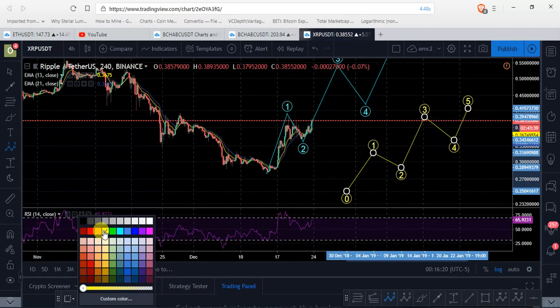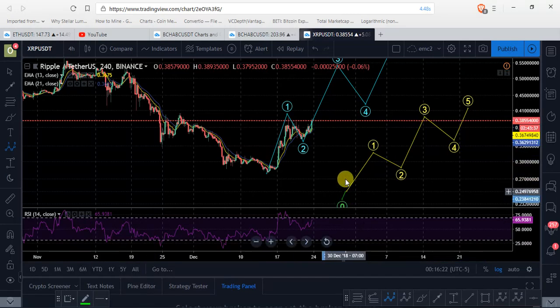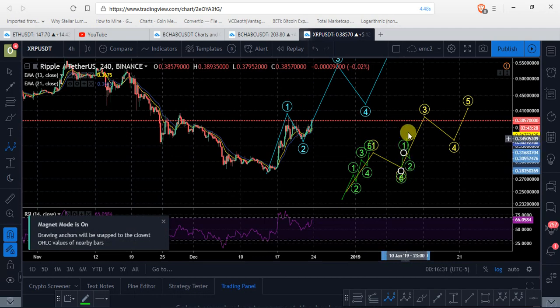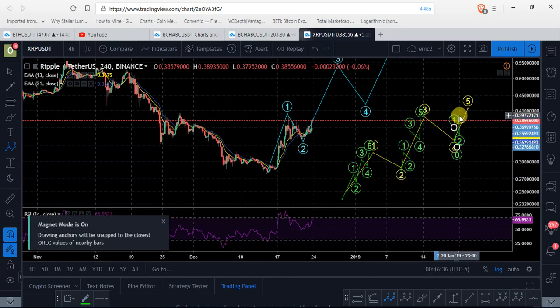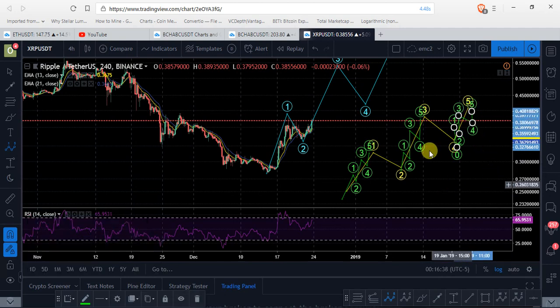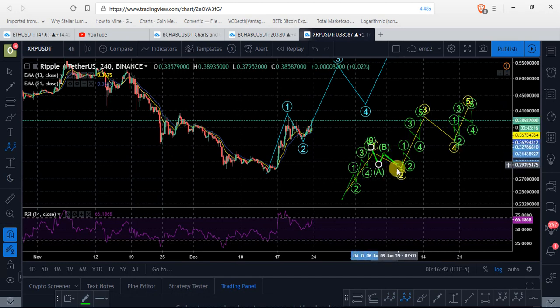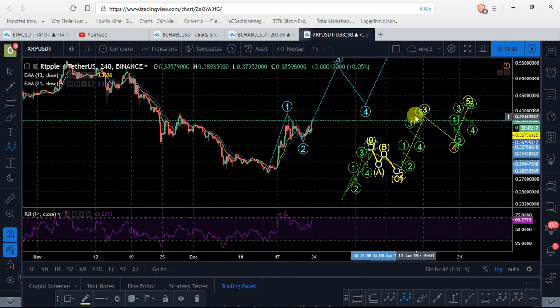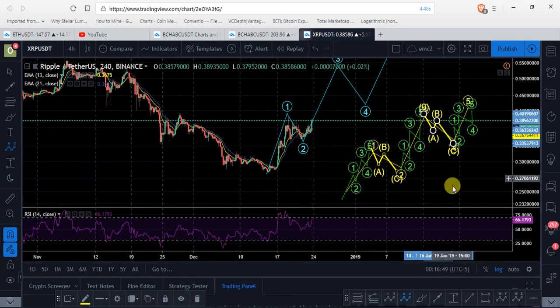You're gonna need internal 1, 2, 3, 4, 5, another 1, 2, 3, 4, 5, and another 1, 2, 3, 4, and 5. Each of these impulse waves is going to be followed by some ABC. So let me change the color. A, B, and C. That's the type of move XRP is doing right now.